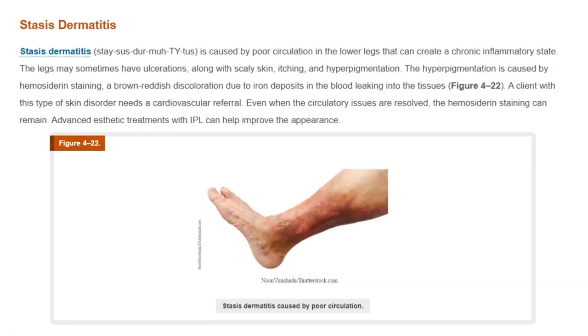Stasis dermatitis. Stasis dermatitis is caused by poor circulation in the lower legs that can create a chronic inflammatory state. The legs may sometimes have ulcerations, along with scaly skin, itching, and hyperpigmentation. The hyperpigmentation is caused by hemosiderin staining, a brown-reddish discoloration due to iron deposits in the blood leaking into the tissues, Figure 4.22. A client with this type of skin disorder needs a cardiovascular referral. Even when the circulatory issues are resolved, the hemosiderin staining can remain. Advanced aesthetic treatments with IPL can help improve the appearance.